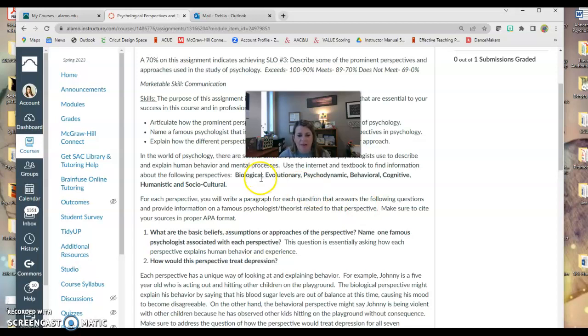For example, biological. That's pretty self-explanatory, right? They're going to explain human behavior and psychological principles from a biological standpoint. It's going to be all about how the brain and the body operate, and that is what's driving our behavior. If you took something like psychodynamic, now we're getting into Freud's theory of the unconscious mind, that our unconscious thoughts and desires are what drive our behavior. So you see the difference there.